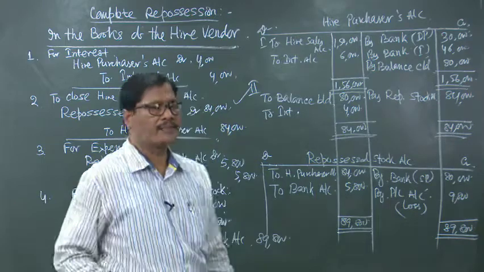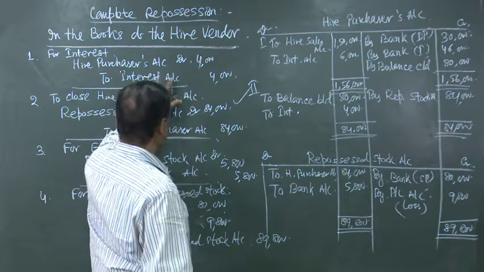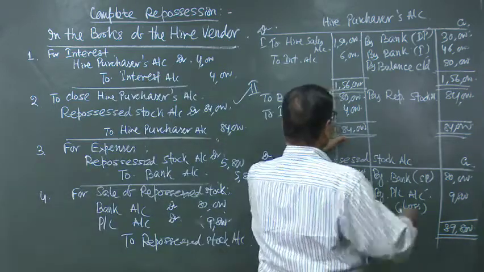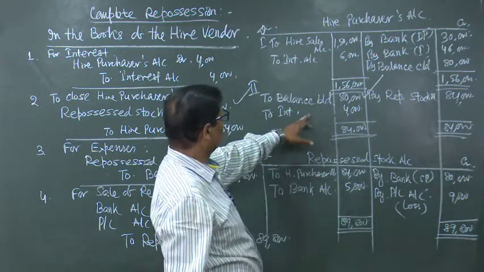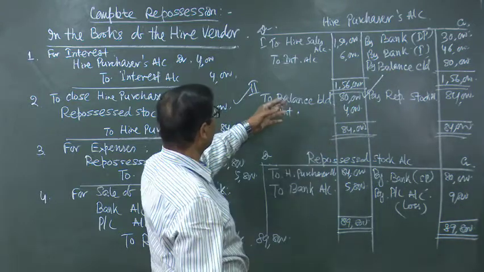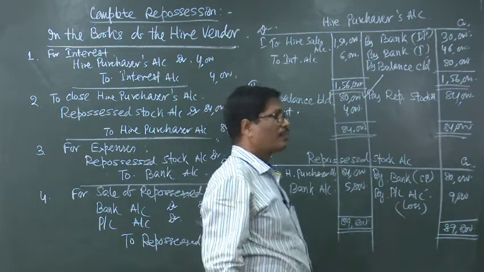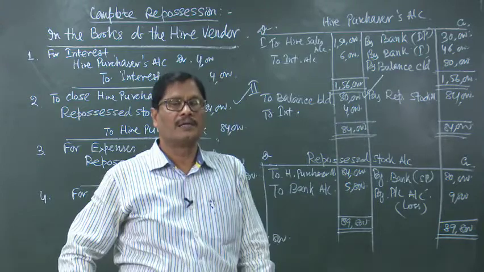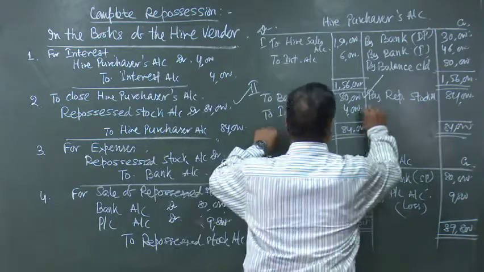So, the entry is hire purchaser account debited 4,000 to interest account 4,000. How have we calculated 4,000? Because the amount outstanding, standing to the debit of the hire purchaser, is 80,000. On 80,000 at the rate of 5% interest for the whole year, 5% on 80,000 comes to 4,000. So, this is the entry for 4,000.